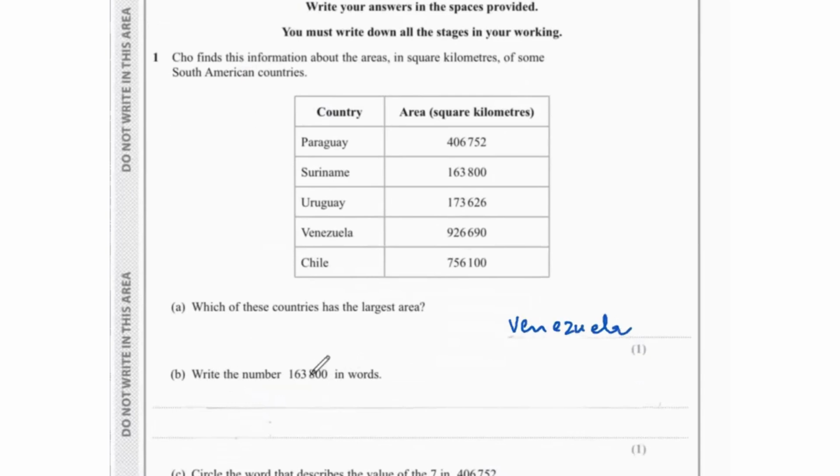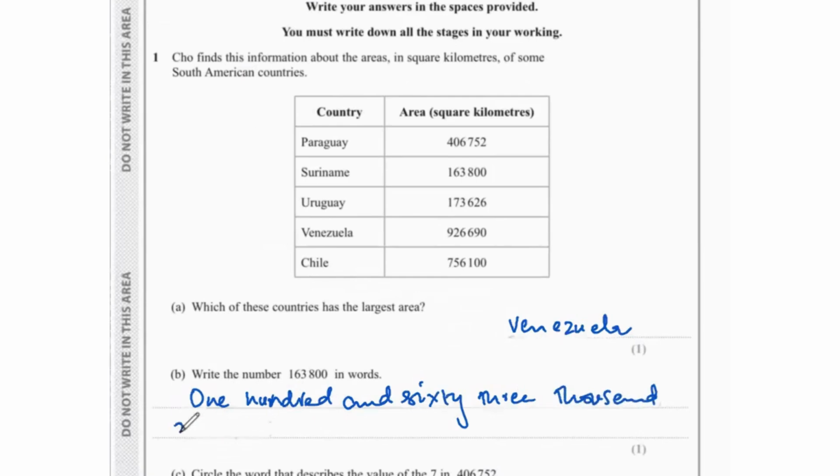Then write the number 163800 in words. So that's going to be 163,800. So 100 and 63,000 and 800.